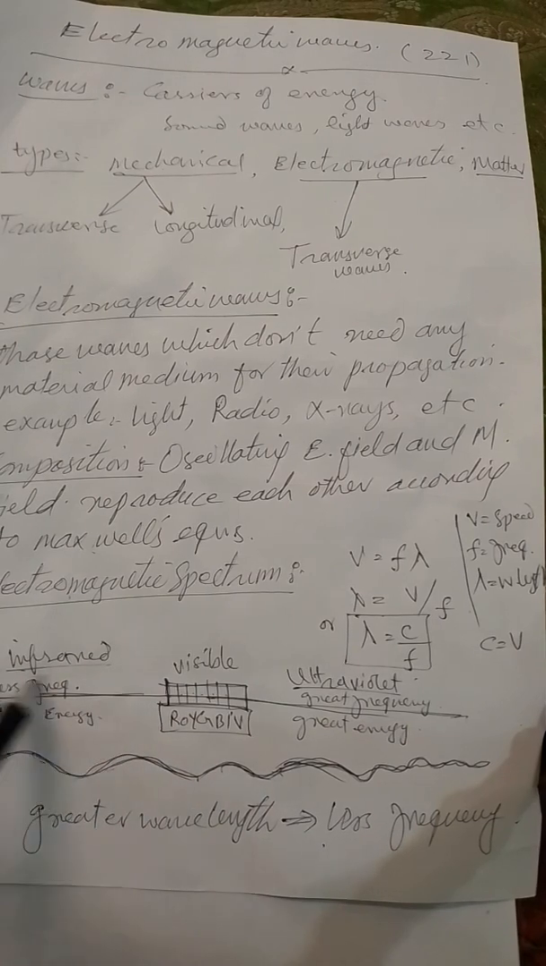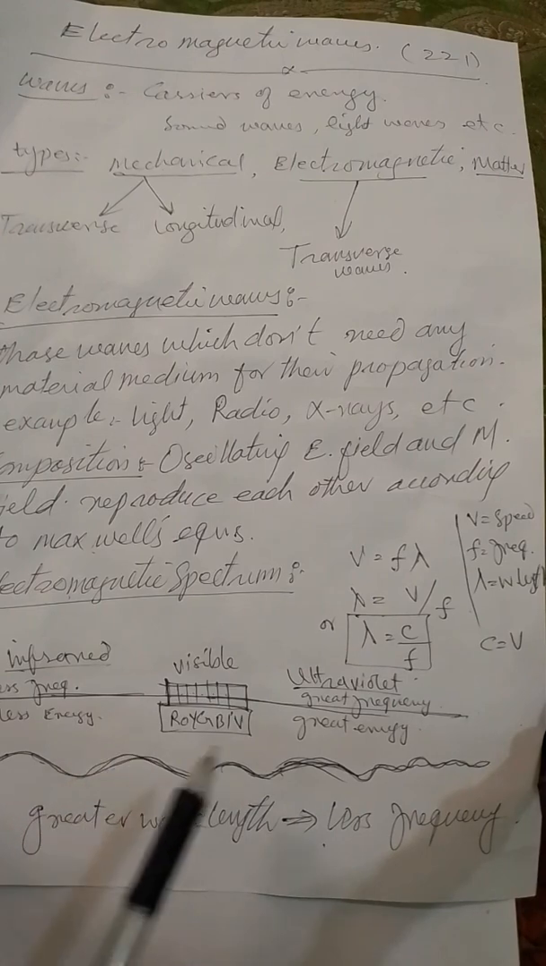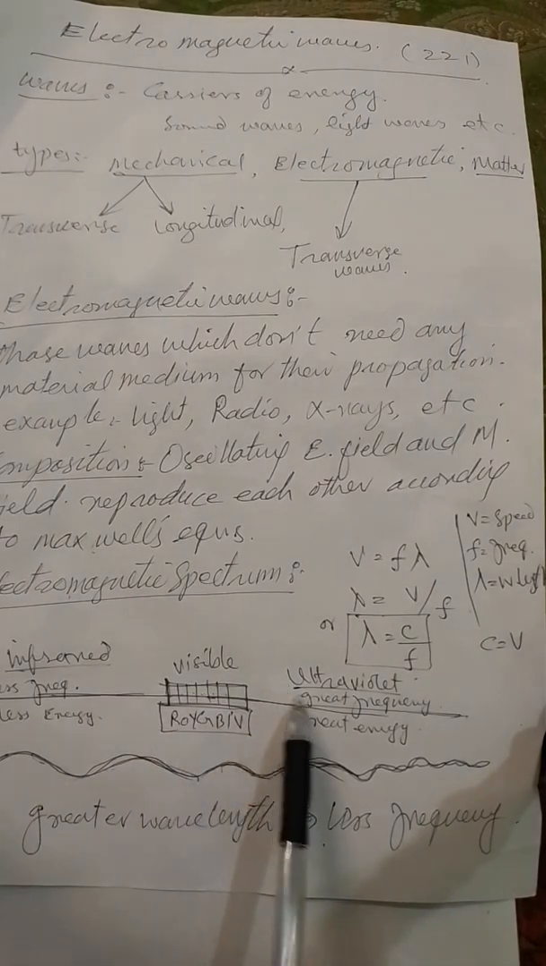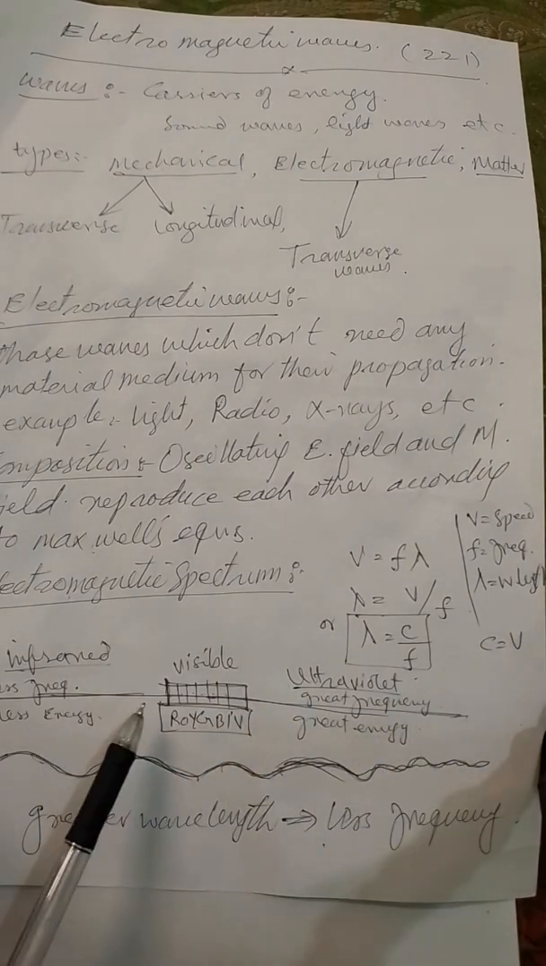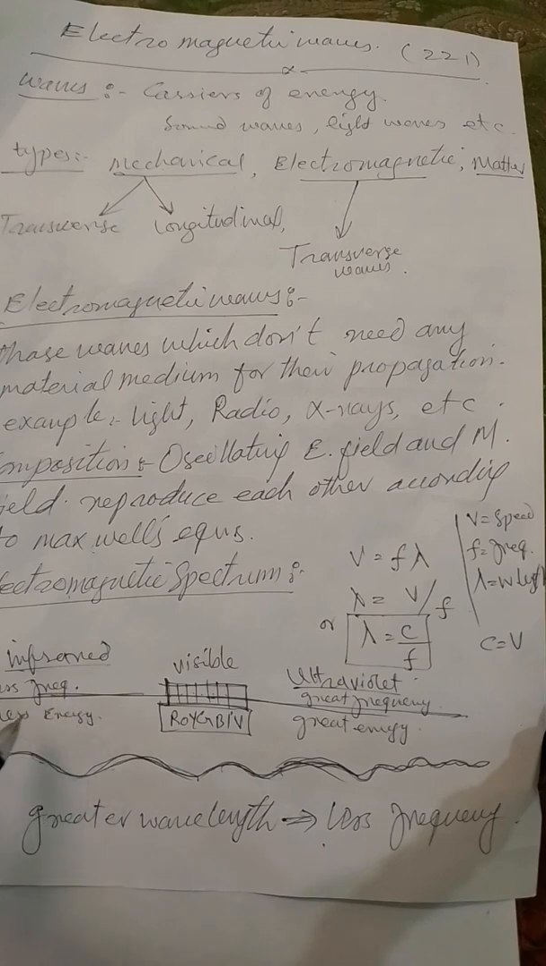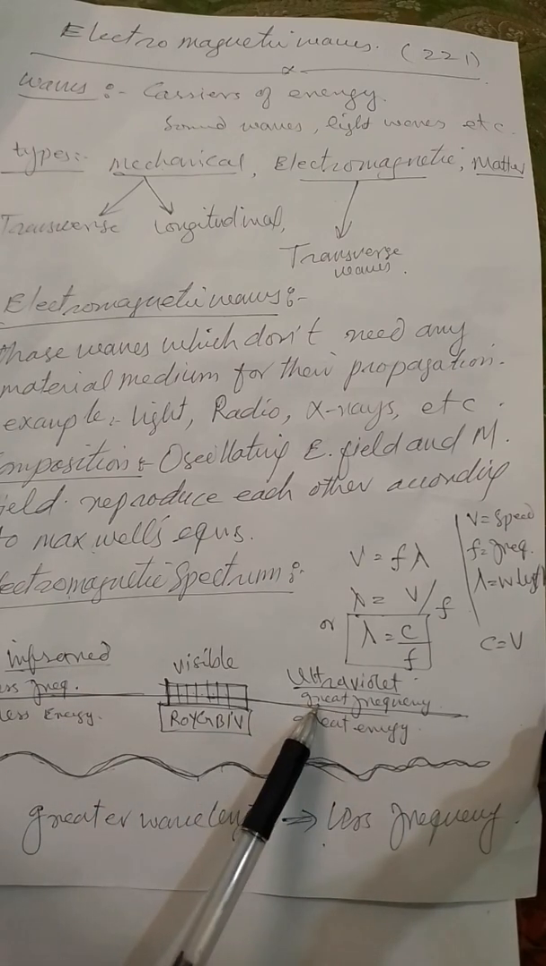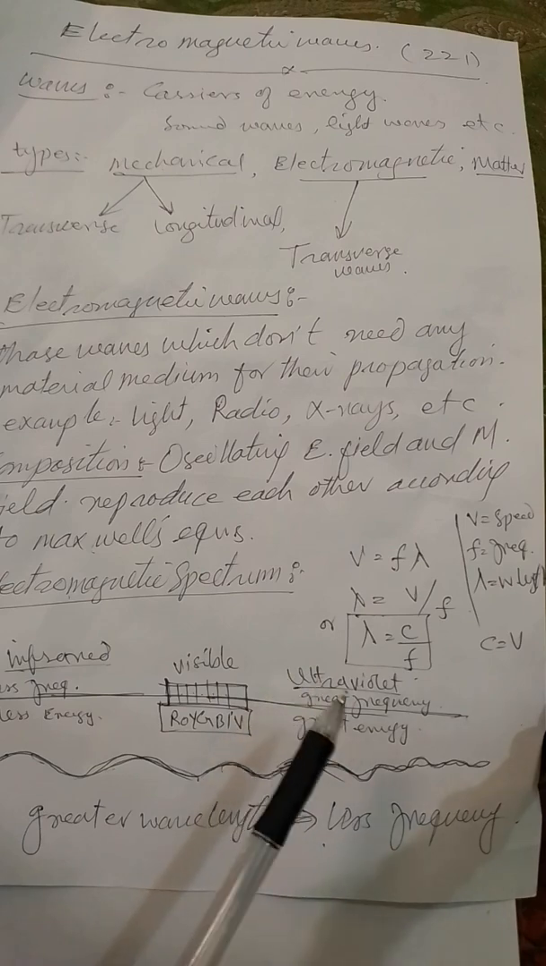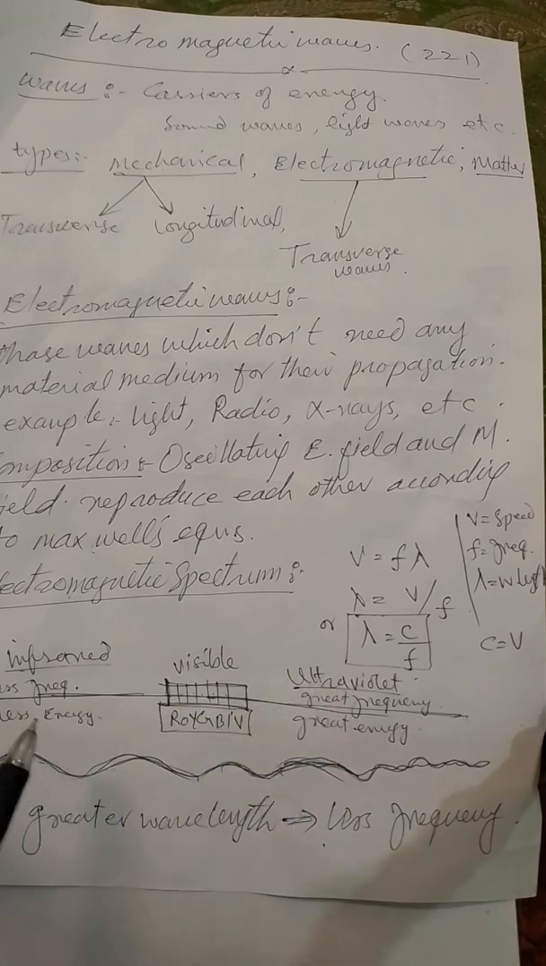This part is called infrared, and the other side is ultraviolet. Infrared is the electromagnetic waves having energy less than red color, so that is named infrared. Ultraviolet means having energy greater than violet color, so ultraviolet has greater energy.